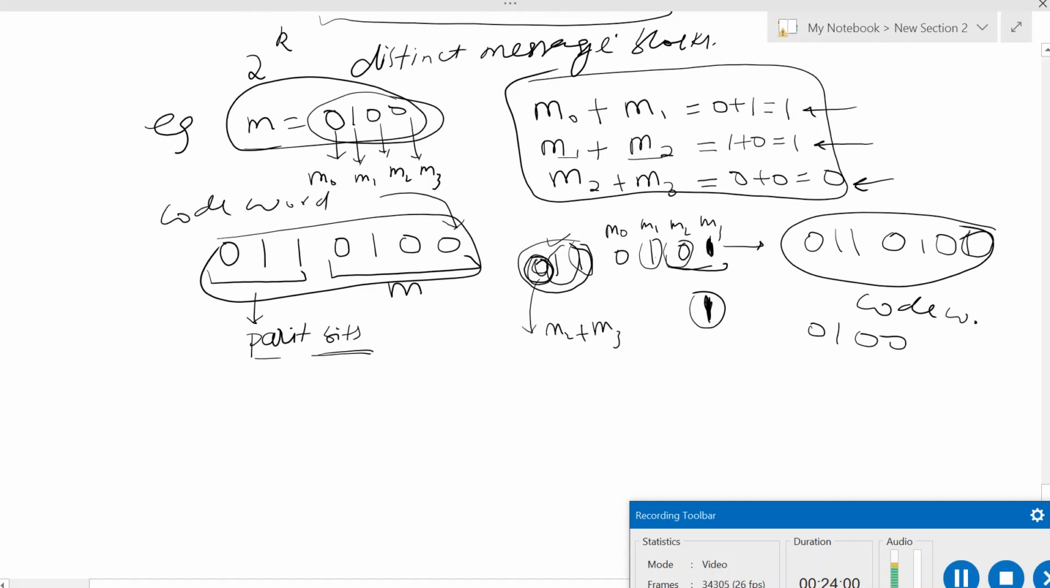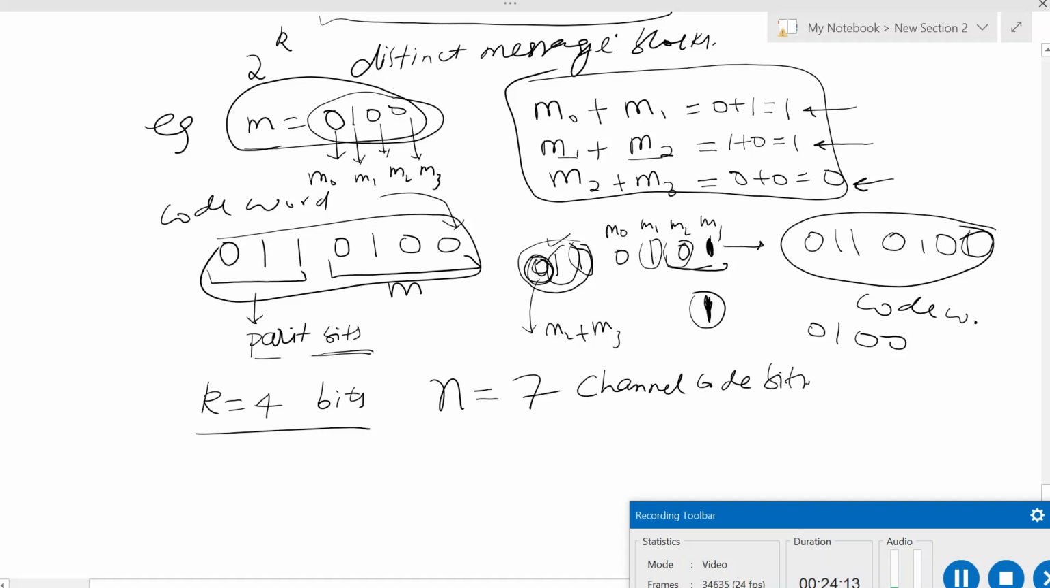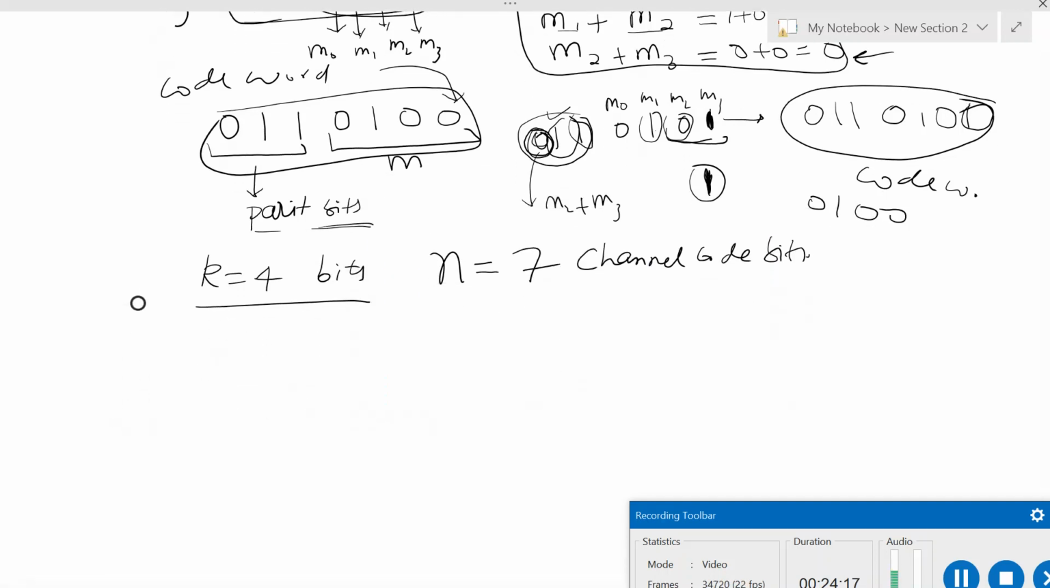See, what are we doing here? We are taking here k is equal to 4 message bits at a time, and we are generating n is equal to 7 channel bits, channel code bits. Now we will give it a general shape. So here is the notation for it.